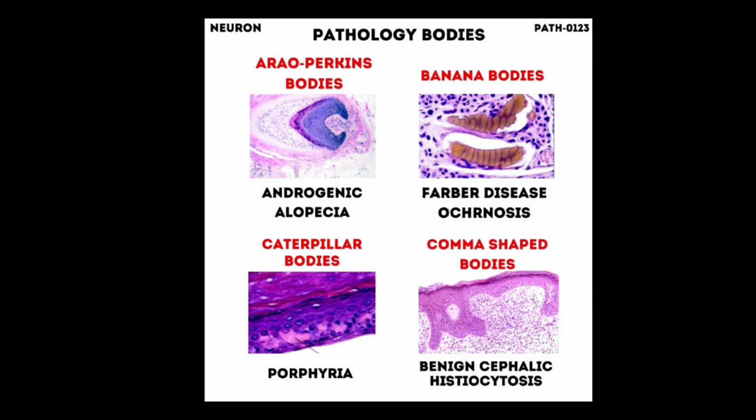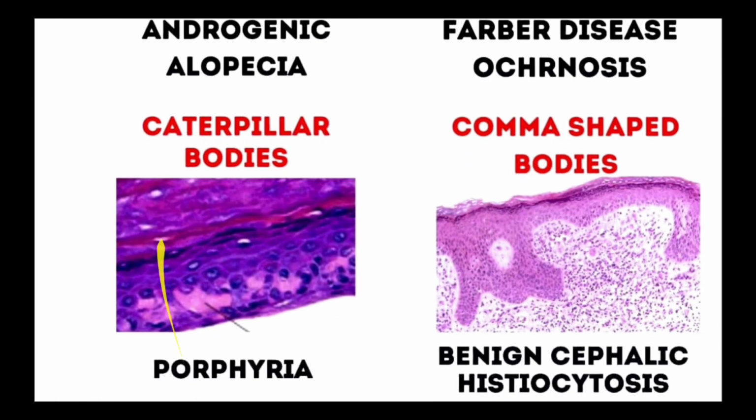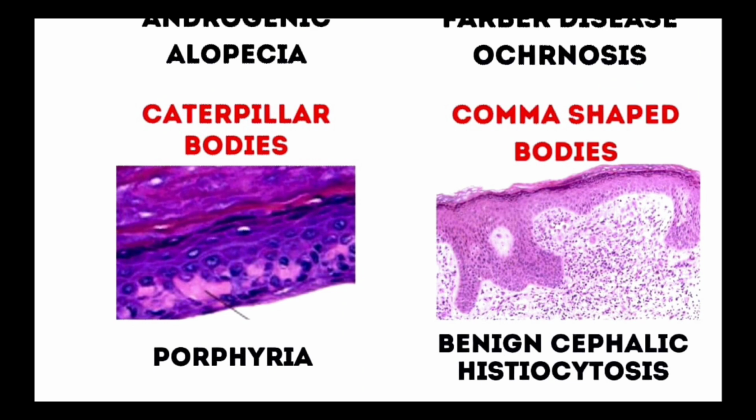Next is caterpillar bodies seen in porphyria. You can see it looks like a caterpillar only. Next is comma shaped bodies seen in benign cephalic histiocytosis.